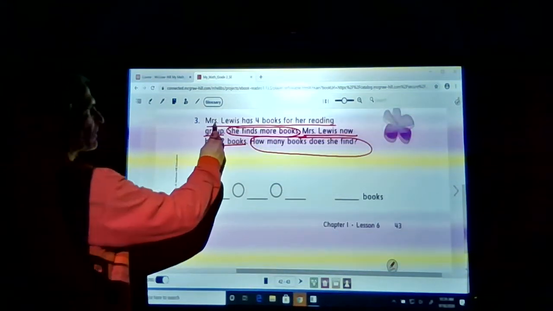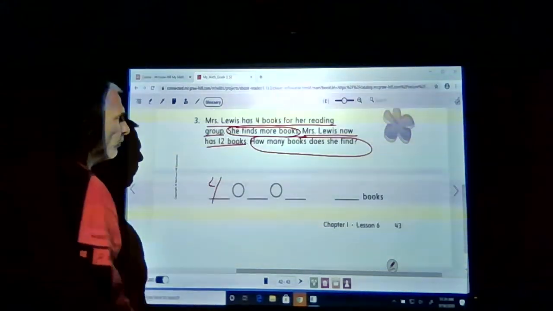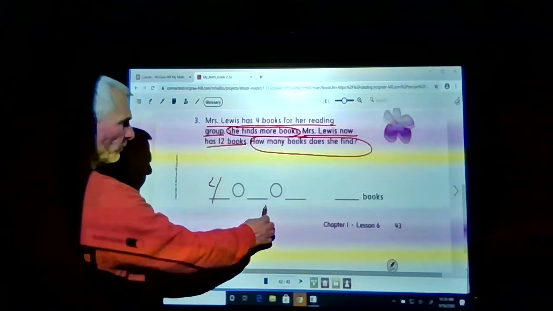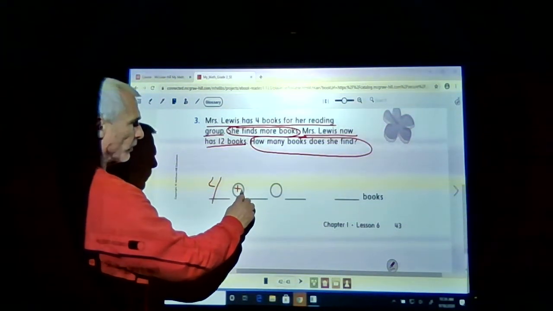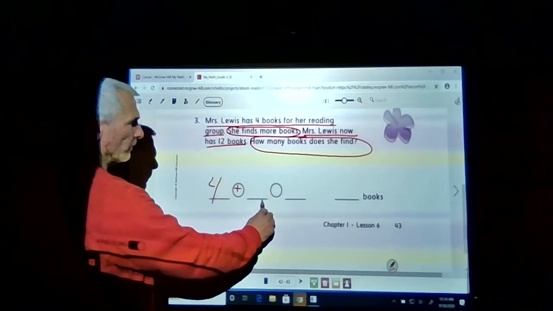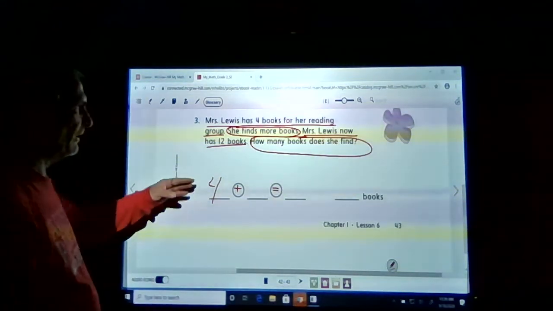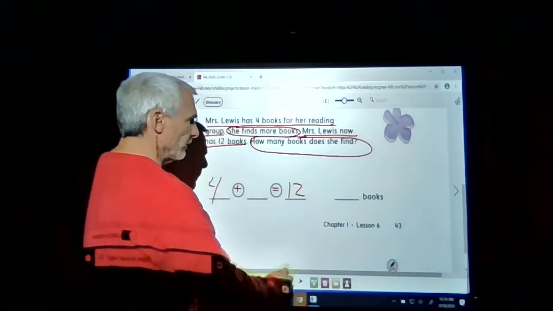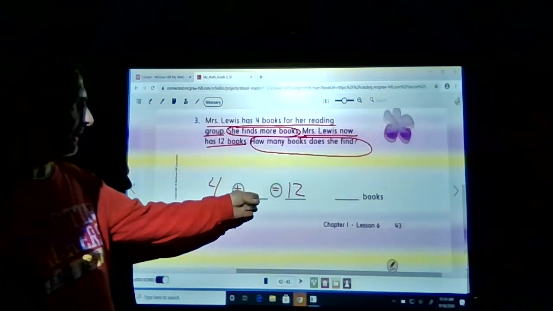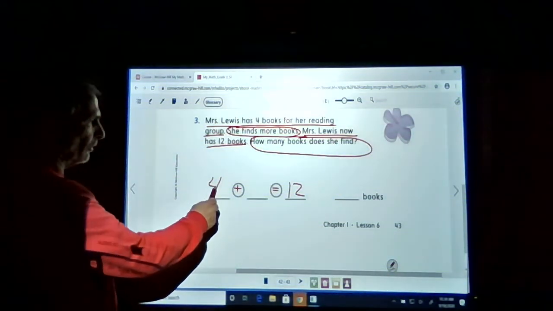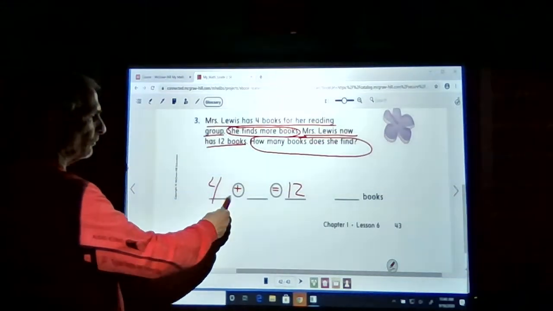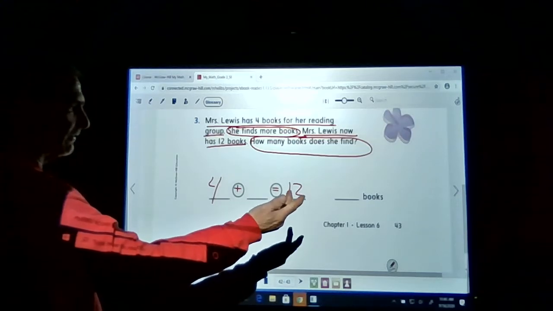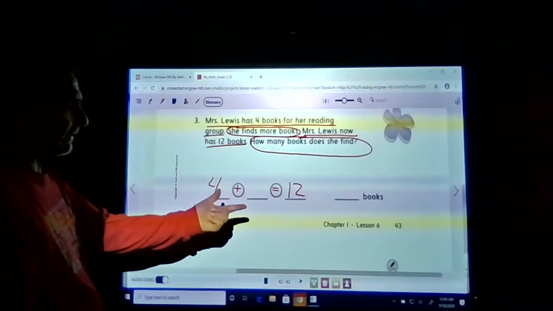So let's start with Mrs. Lewis has 4. Well, we know she has 4. And she finds more. Do we know that? No, we don't. But we know it's going to be more, but we don't know how many more. And what does she have now? Mrs. Lewis now has 12. So it equals 12. We have to find 4 plus how many until we get to 12. We'll start at 4 and let's keep counting until we get to 12. If you know your facts really fast, you might already know it. 4, 5, 6, 7, 8, 9, 10, 11, 12.